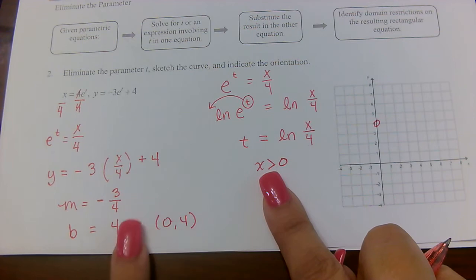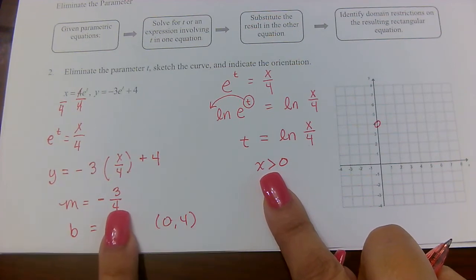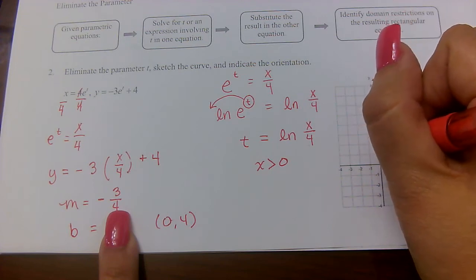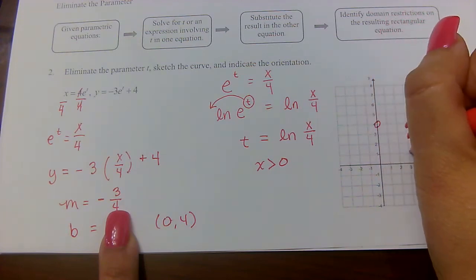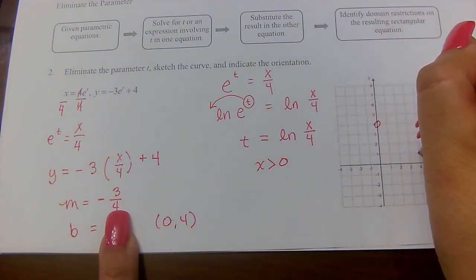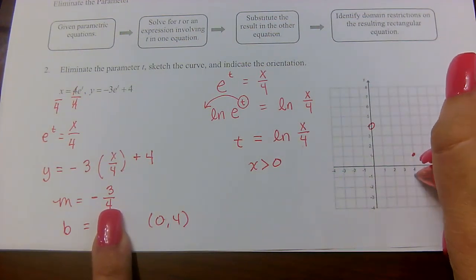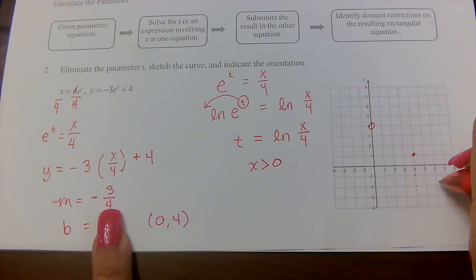That's our restriction. Our slope is negative 3/4, which means I can go down 3 and forward 4. Here would be my next point. Then I'm going to go down 3 and forward 4 again. Here would be my next point.